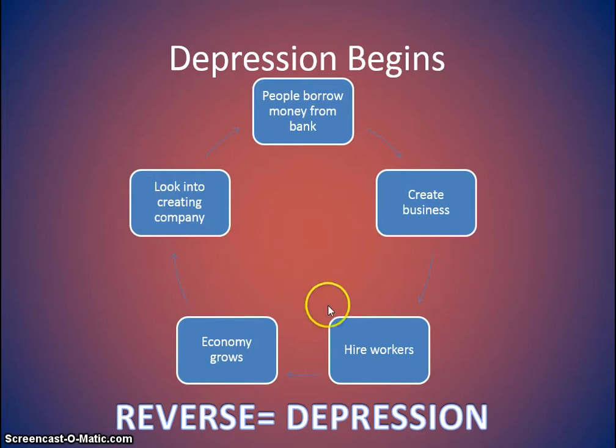It's a cycle. Then there is a backward spiral. Whenever you can't pay your workers because you're not making any money, you can't create your business, so it shuts down. People can't borrow money from the banks anymore because there is no money there, and so on and so forth. So again, the circle going clockwise is going to create a good economy. When it goes in reverse, that is a depression, and that is what we saw in the 1930s.